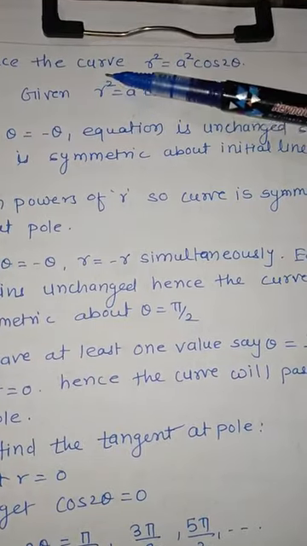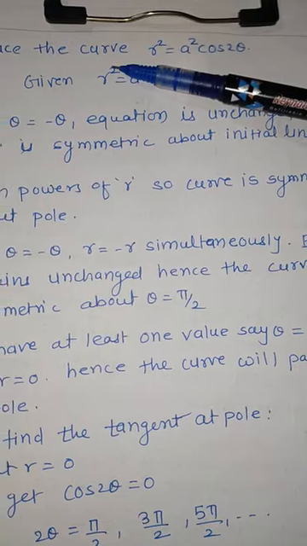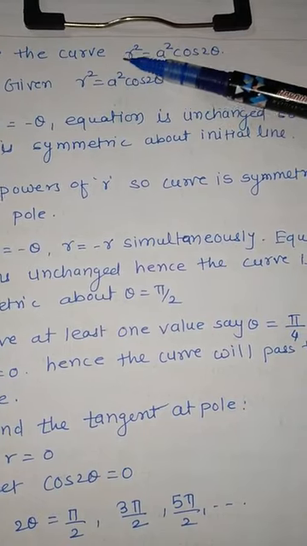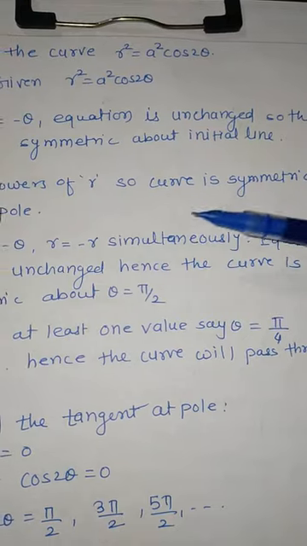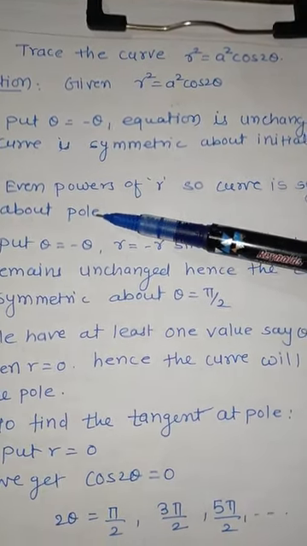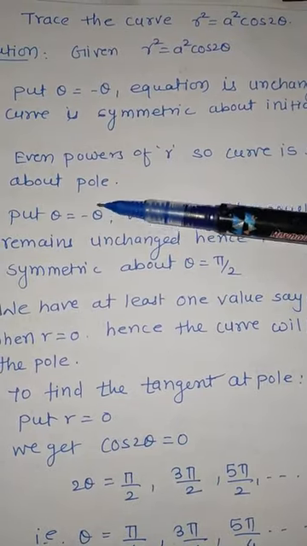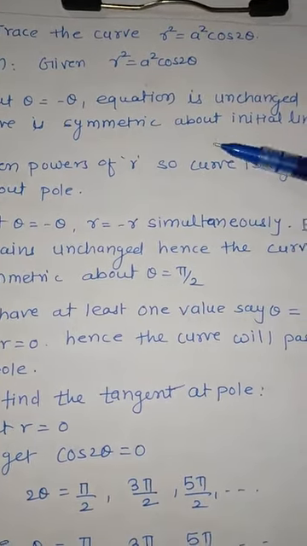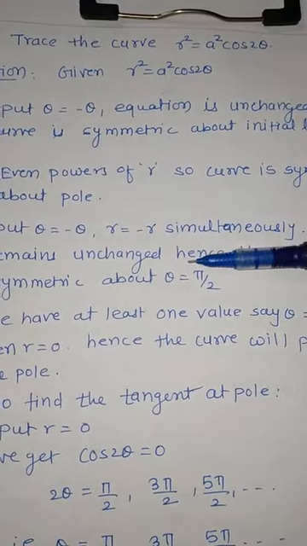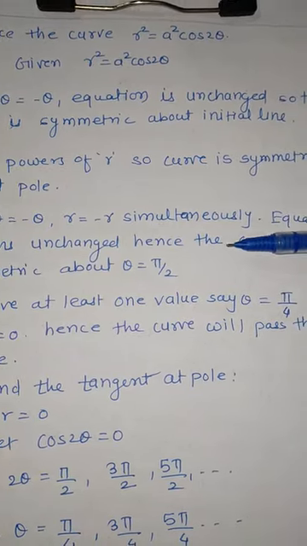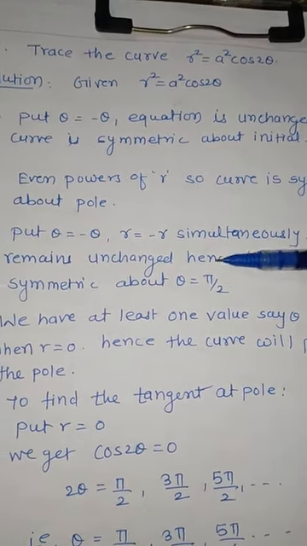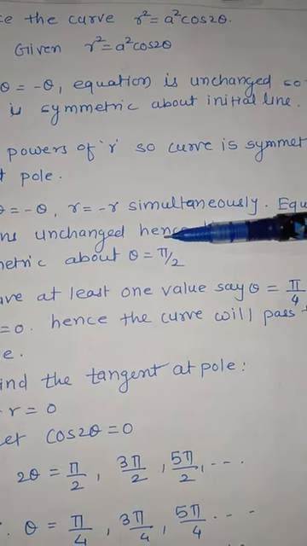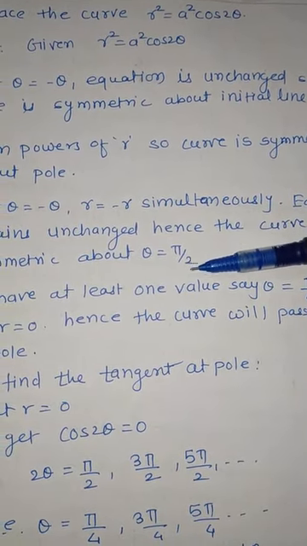Now this curve contains even power of r. That means if you replace r by minus r, again this curve will remain unchanged. So the given curve is symmetric about the pole. Now the third symmetry we'll check for. Substitute theta equals minus theta and r equals minus r simultaneously. Then again the equation remains unchanged. I have given the reasons here. So the given curve is symmetric about theta equals pi by 2, which is the y-axis in Cartesian form, or you can say a perpendicular line in the polar form.